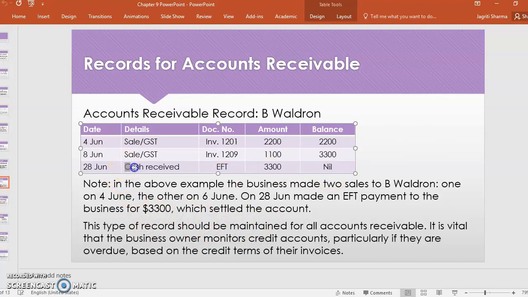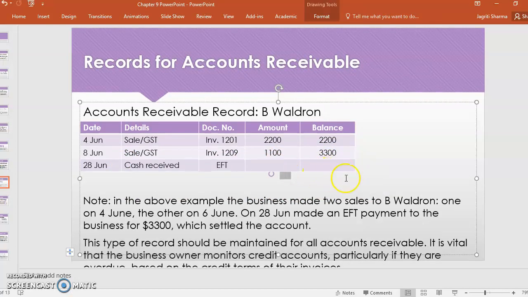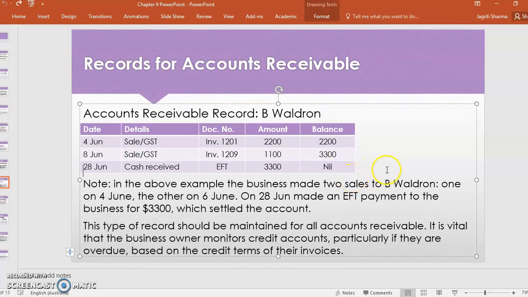Now then they made a payment of $3,300. So they made the whole payment, which means the balance has become nil. So they don't have any money due at the moment.